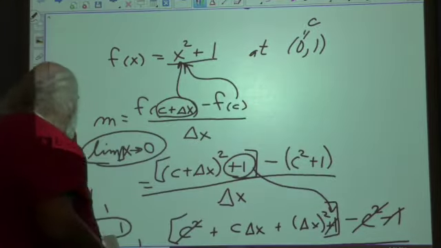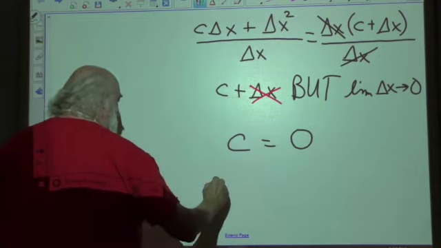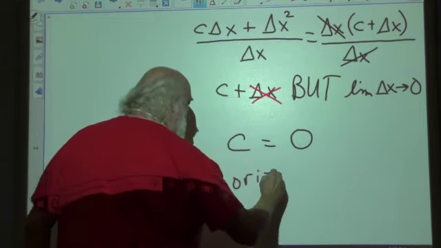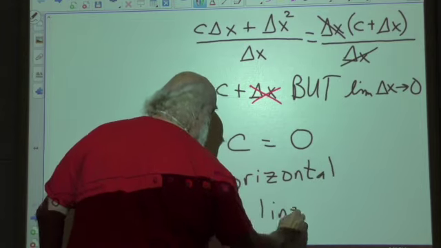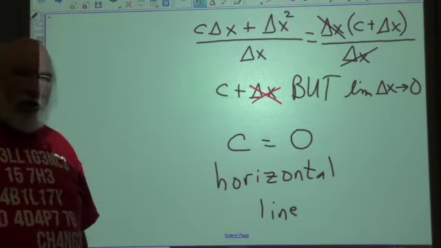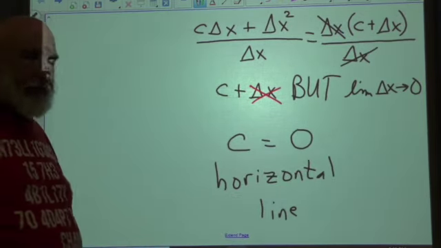So we plug in 0 for c, we get 0, and just as we should have predicted, this is a horizontal line at that point. The tangent is a horizontal line. So it proves to be correct.